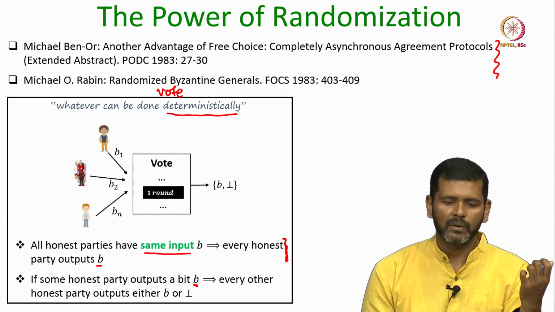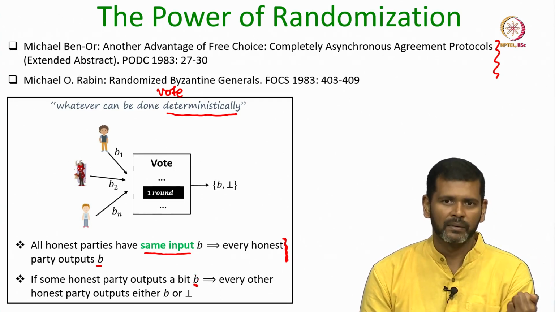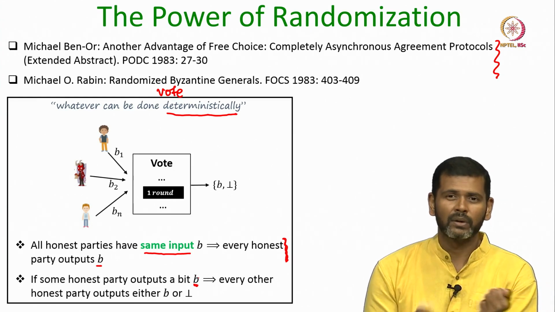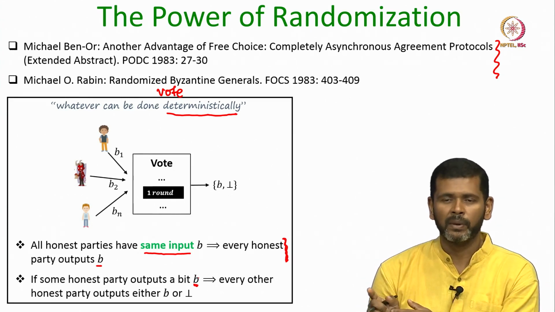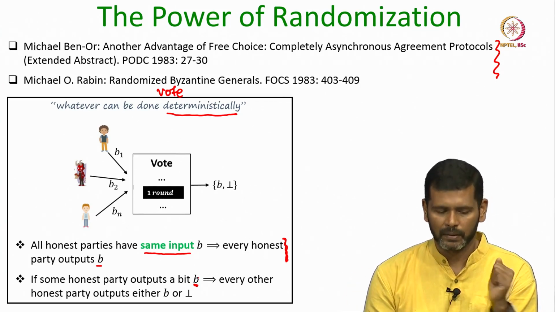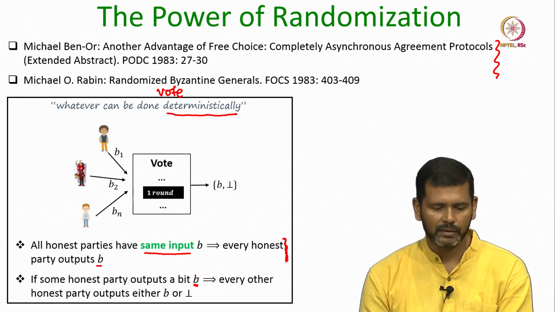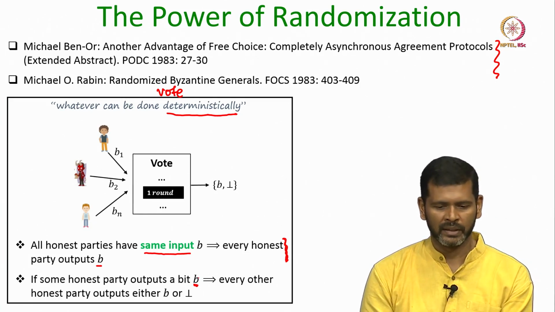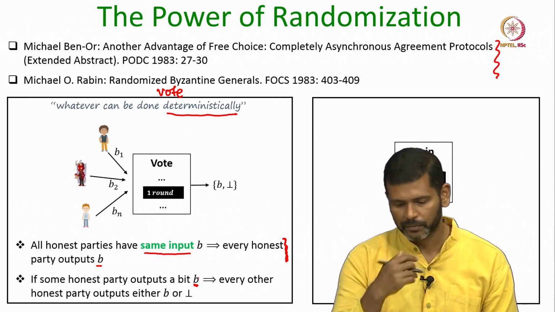So, the vote protocol's requirement is that if this happens, that means if some honest party outputs a bit b, then every other honest party has to either output b or the value bot. It cannot be the value b complement. That is a vote protocol. We will see the exact details of the vote protocol in the next lecture or in the subsequent lectures to be more precise.